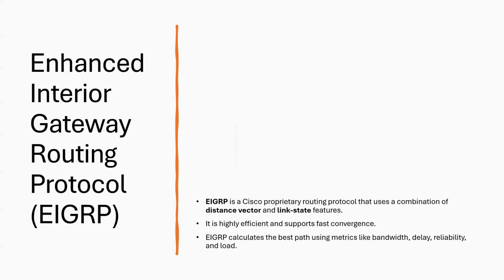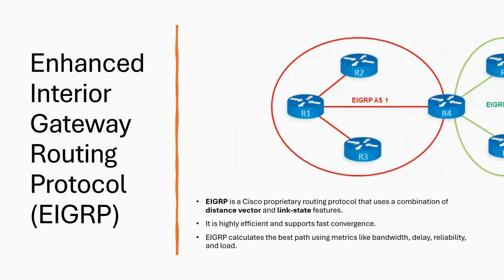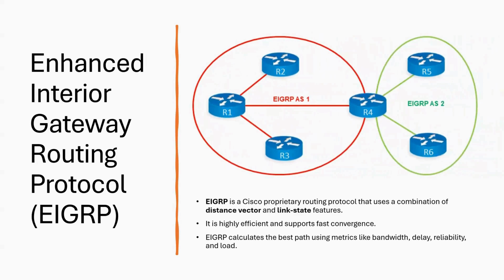Next up, let's talk about EIGRP, or Enhanced Interior Gateway Routing Protocol. This is a Cisco proprietary protocol that's designed to be efficient and fast at converging when it comes to changes in the network. EIGRP uses metrics like bandwidth, delay, and reliability to calculate the best path for data to travel. It combines some of the best features of distance vector and link state protocols, and this makes it a great choice for enterprise networks.